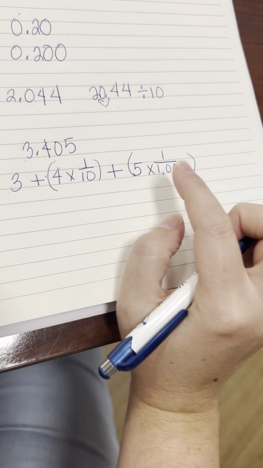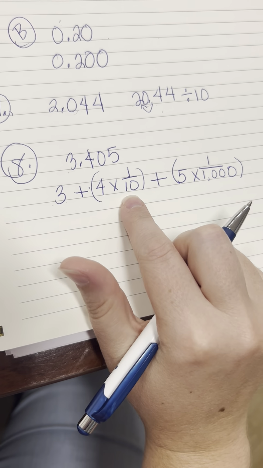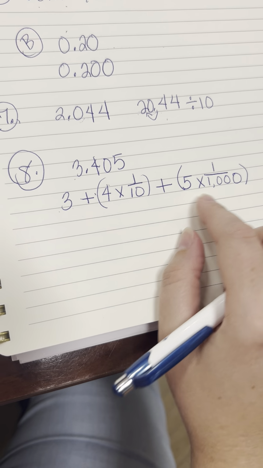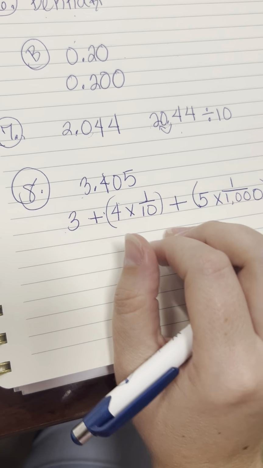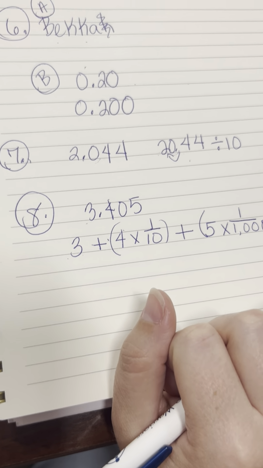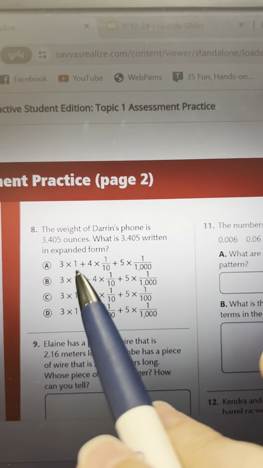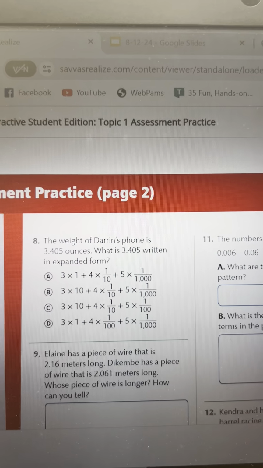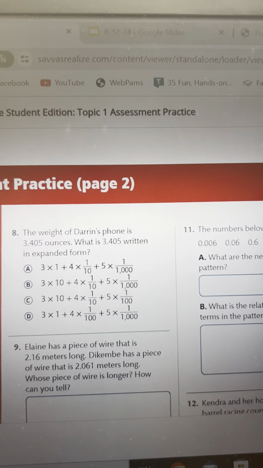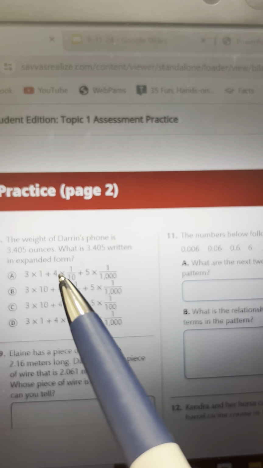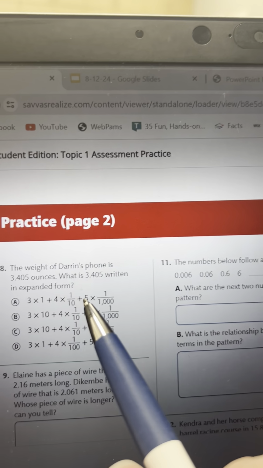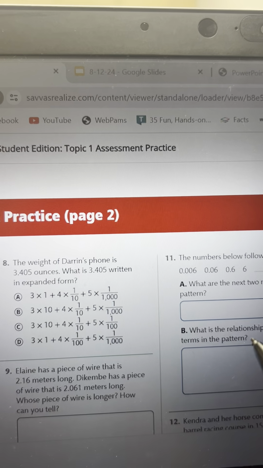And that's how you break down the thousands place. So tenths place, thousands place. This answer corresponded with letter A on your study guide. They actually multiplied 3 times 1, but you don't have to do that. It's just 3. 3 times 1 is okay though. And 4 times 1 over 10, 5 times 1 over 1,000.